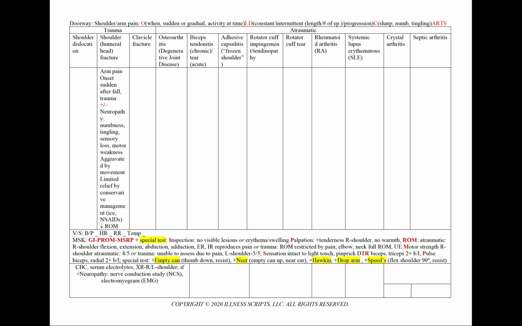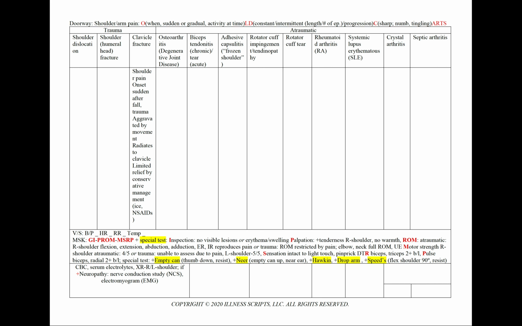In a shoulder or humeral head fracture, we'll see arm pain, and again, onset suddenly with a fall or trauma, and if the fracture is severe enough, we could note a neuropathy, or numbness, tingling, or motor weakness. It will be aggravated by movement, and we'll find limited relief by conservative management from the underlying fracture. We'll also see a decreased range of motion in our physical exam coming up. In a clavicle fracture, we'll see shoulder pain, an onset again that's sudden after a fall or trauma, and aggravated by movement, and now radiating to the clavicle with limited relief by conservative management.